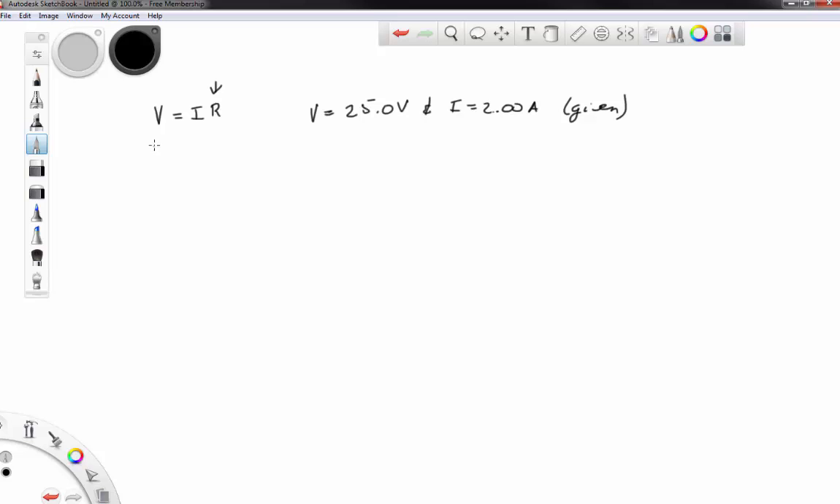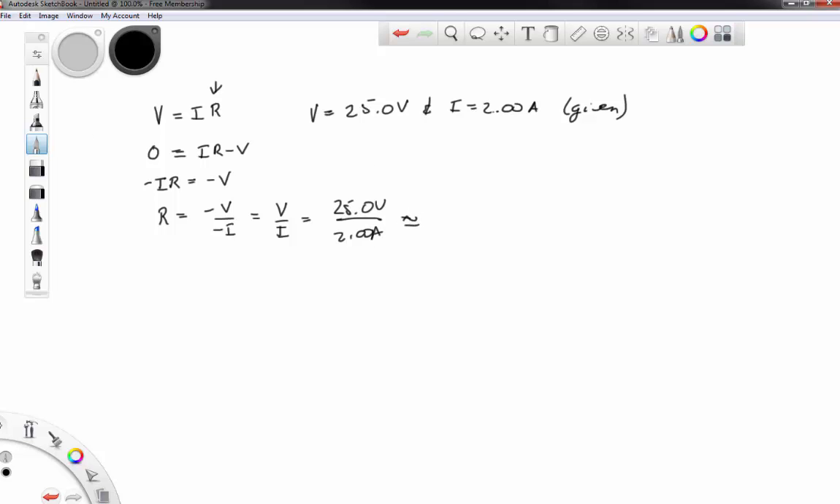So we should subtract the voltage from both sides. So we have IR minus V is 0. We should subtract the IR term from both sides. So that's minus IR is equal to minus V. Therefore, the resistance is negative V over negative I, which is the same thing as V over I. So that is going to be 25.0 volts divided by 2.00 amps.